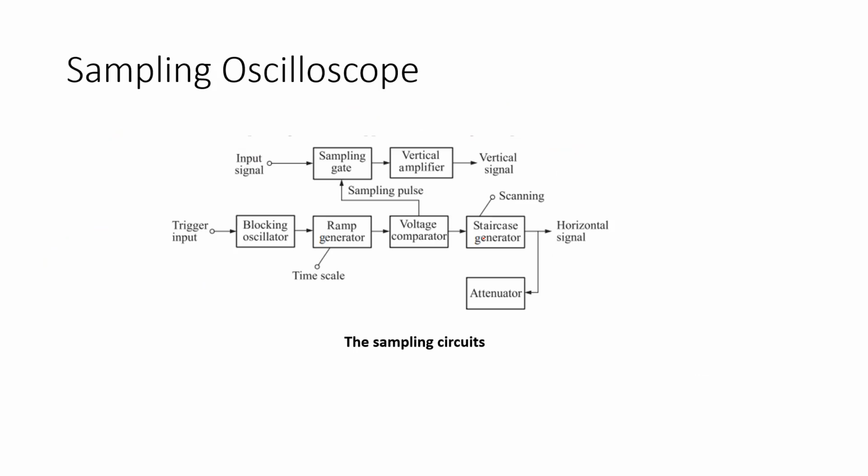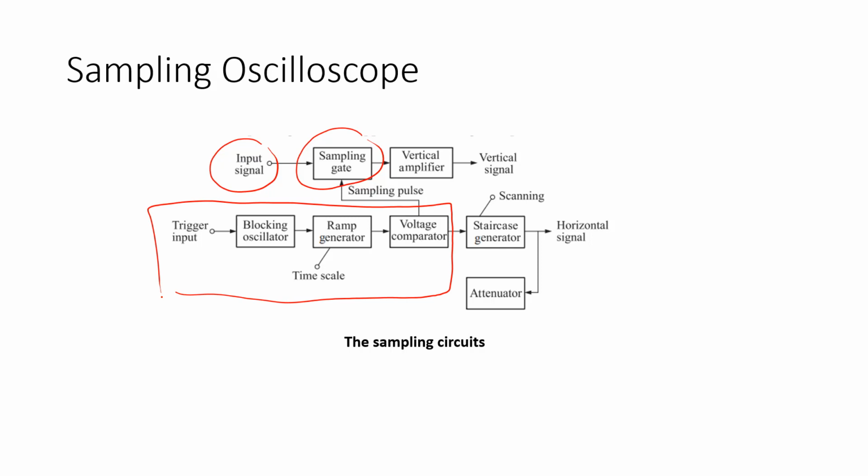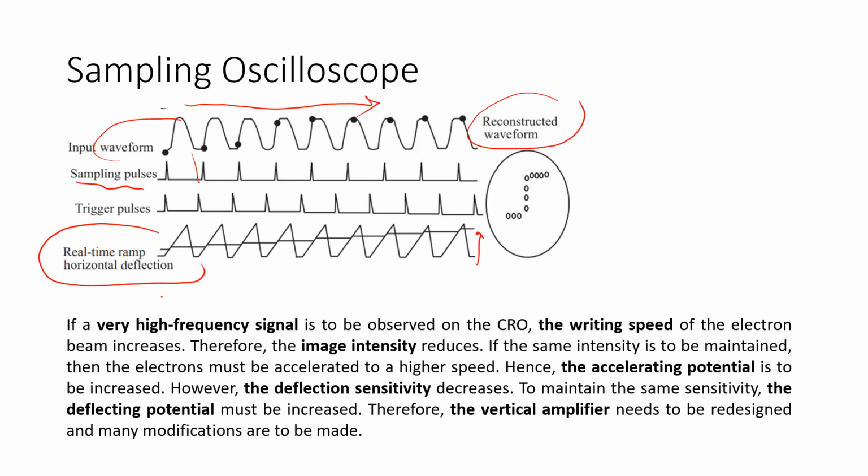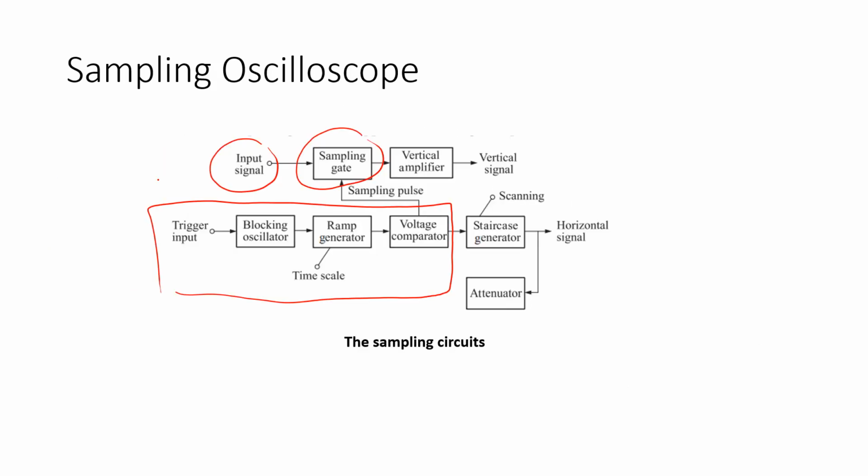We can see here this is the input signal, and then this is the sampling gate. The sampling gate is coming from this block. We have the trigger input, blocking oscillator, ramp generator, and also the voltage comparator to compare the sampling. So we get the sampling pulse, and then the sampling pulse will go like this one.